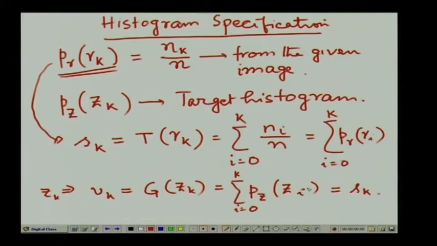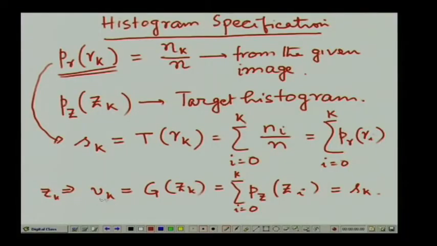Now, once I get this, to get the reconstructed or processed image, I have to take the inverse transformation. As we have defined, for this particular z_k, we have v_k equal to G(z_k), which is equal to s_k, and G(z_k) is computed in this form. From here, to get the intensity value z_k in the processed image, we have to take the inverse transformation. But in this case, the inverse transformation is not taken with respect to T, but with respect to G. So, z_k in this case will be equal to G inverse of s_k.